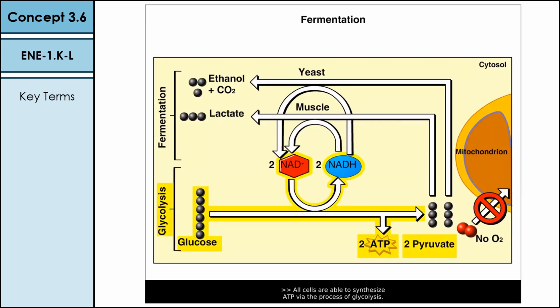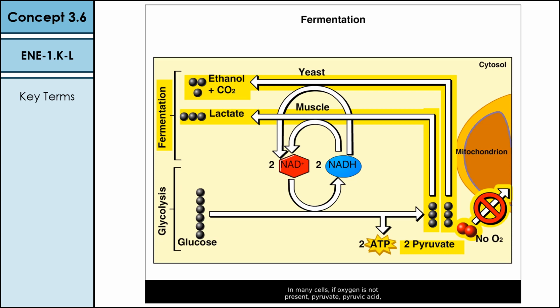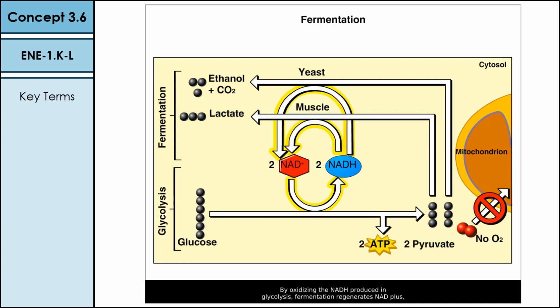All cells are able to synthesize ATP via the process of glycolysis. In many cells, if oxygen is not present, pyruvic acid is metabolized in a process called fermentation. By oxidizing the NADH produced in glycolysis, fermentation regenerates NAD+, which can take part in glycolysis once again to produce more ATP. The net energy gain in fermentation is 2 ATP molecules per molecule of glucose. Fermentation complements glycolysis and makes it possible for ATP to be continually produced in the absence of oxygen.